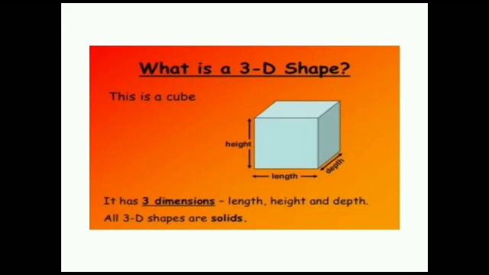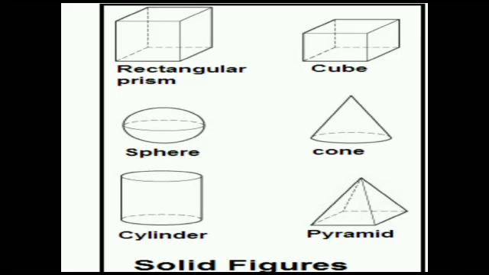So here is an example for you. This is a cube. So what is a 3D shape in a cube? It has 3 dimensions: length, height and depth. All the 3D shapes are solid figures only. This is an activity for you. Children, you can draw these shapes and practice. Okay, these are the 3D shapes, solid figure.